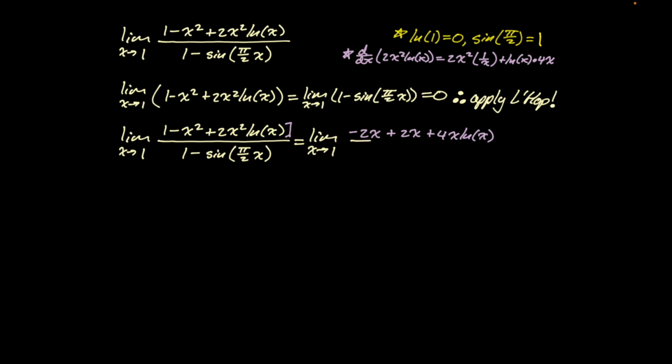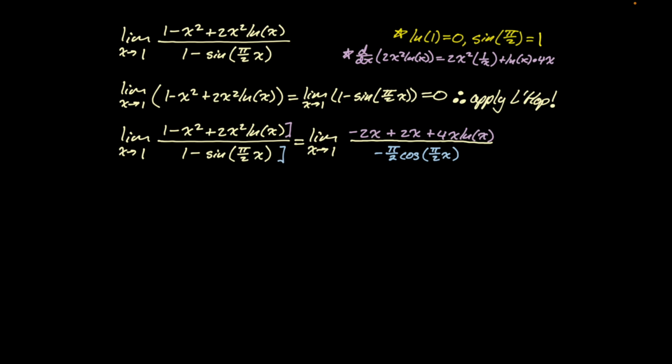Okay, over the derivative of the bottom. So here we need to find the derivative of 1 minus sine of pi over 2x. The derivative of 1 is 0. The derivative of sine is cosine, but we have a chain rule situation. So we're going to get negative pi over 2 cosine pi over 2x.